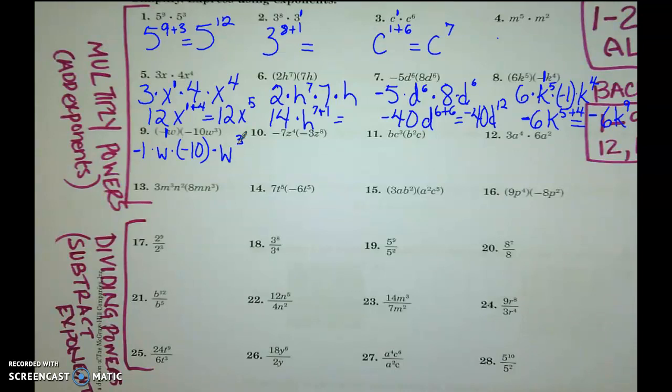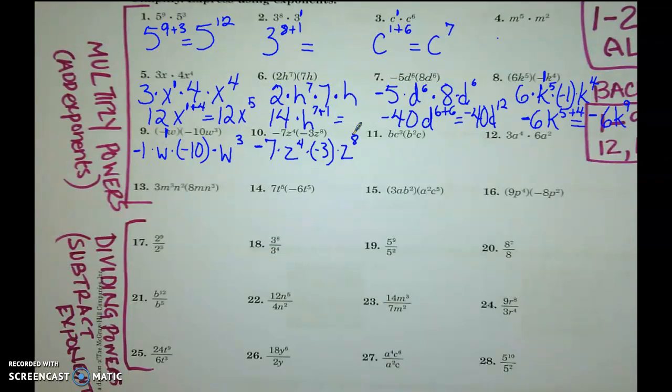Number 10, breaking it apart. Negative 7 times z to the 4th times negative 3 times z to the 8th. Okay, multiplying your coefficients. Negative 7 times negative 3. Again, we have a negative times a negative, and that'll give you a positive. And so you're going to go ahead and finish up number 10.